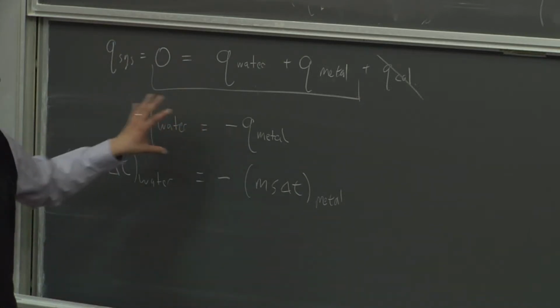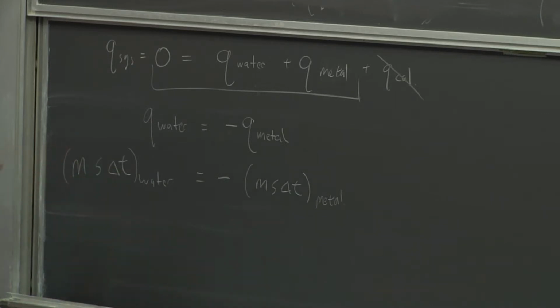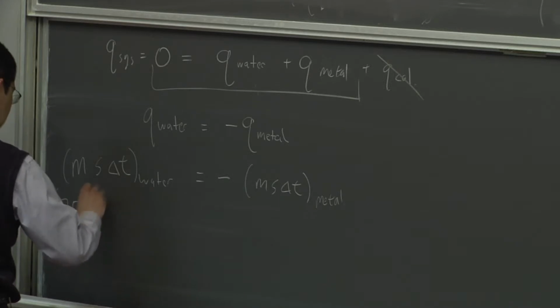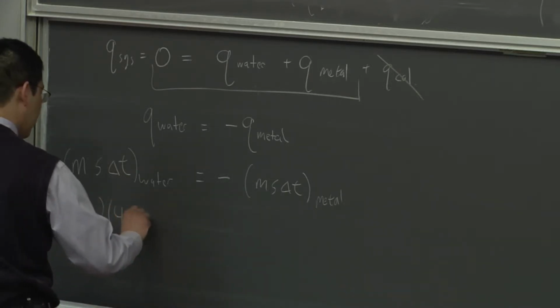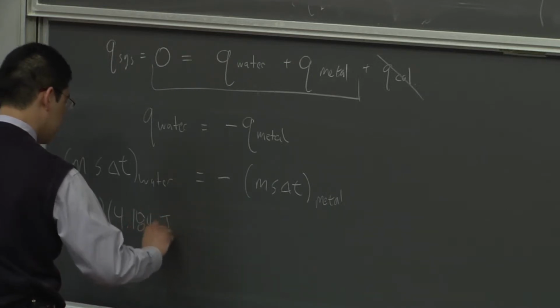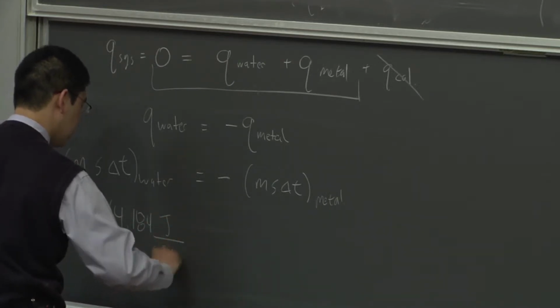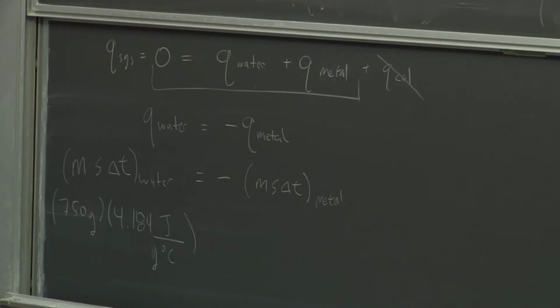Once we understand what it's saying in English, then the math becomes a little more interesting. So M is, in this case, 750 grams, and S is 4.184 joules per gram degree Celsius for water. That's the one I said if you're doing it right, by the time you take the test, you'll have this in your head.